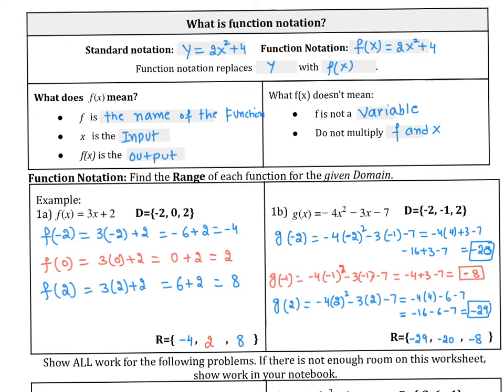Now you're going to arrange the range values. Range is the same as output. Smallest to the biggest value. So the smallest number here is -29, and then you're going to have -20, and then -8. These are your range values: -29, -20, and -8.